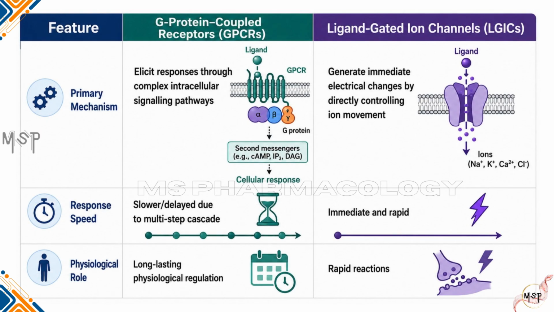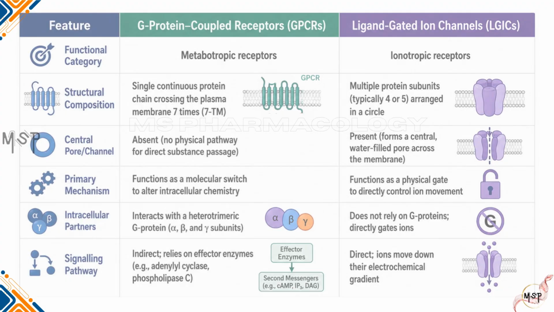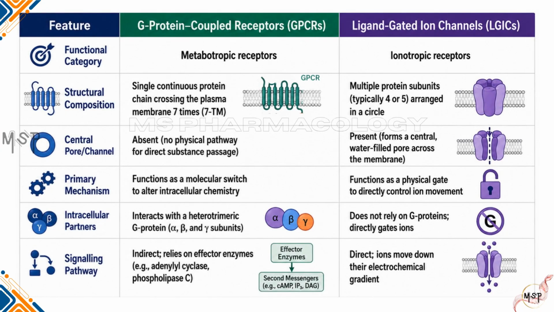Although both receptor systems respond to external ligands such as neurotransmitters, hormones, and therapeutic drugs, the way they process information is fundamentally different. GPCRs elicit responses through complex intracellular signaling pathways, whereas LGICs generate immediate electrical changes by directly controlling ion movement. Understanding these differences explains how the body can perform both rapid reactions and long-lasting physiological regulation. Let us begin with their structural organization.